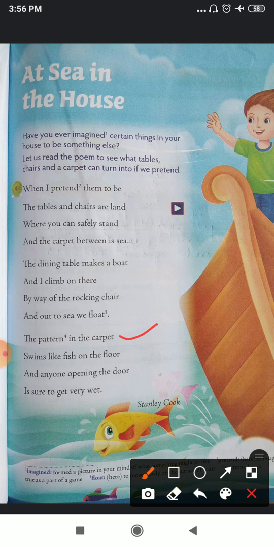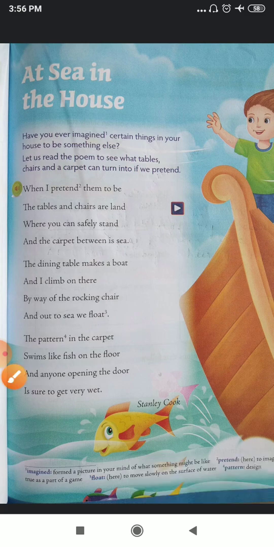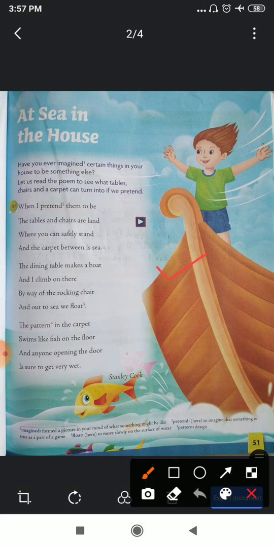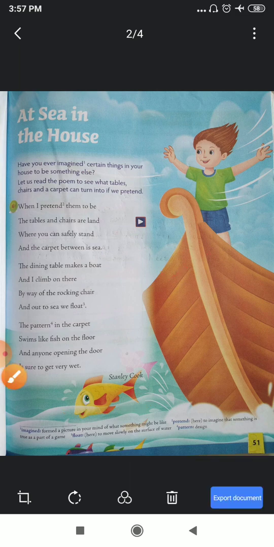According to his imagination, he was floating on a boat in the sea, which means the carpet is the sea according to him. So anyone who enters the room will step on the carpet first, which is the sea here, and will surely get wet. Right, students? Such a playful imagination he has. I hope with the picture also you all can see that the boy is standing on this boat. He is imagining the dining table as his boat, the carpet as sea, and the patterns, the design made on the carpet, as fishes. I hope you all have enjoyed the poem, right?